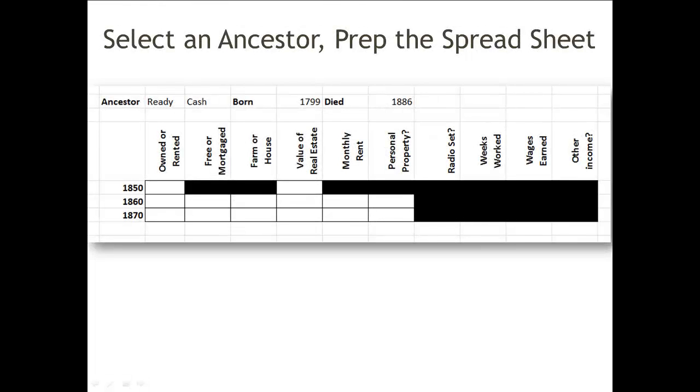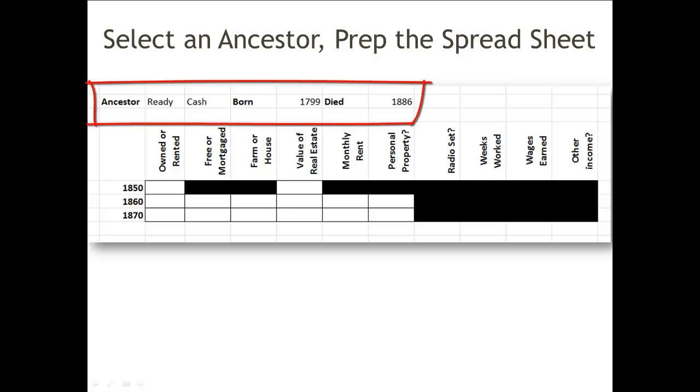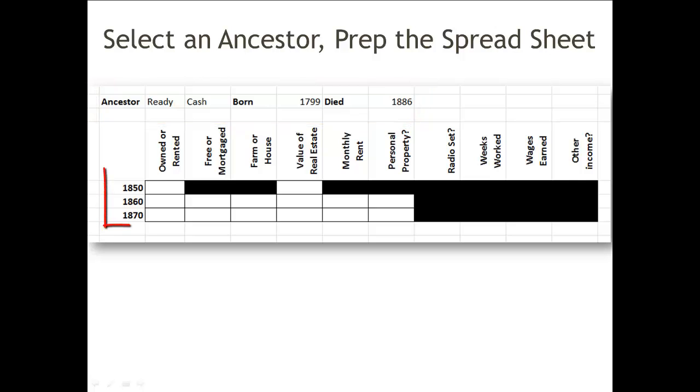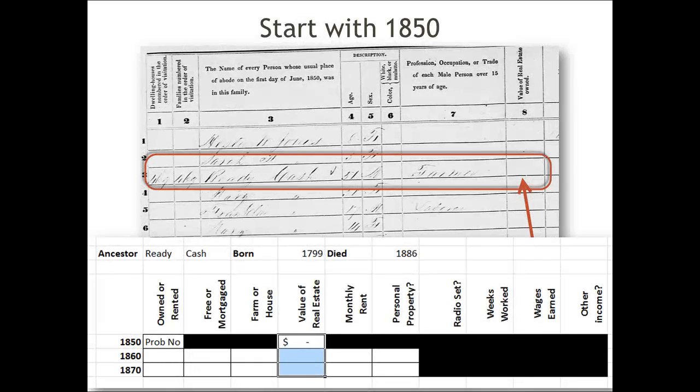This first one is about my ancestor Reddy Cash. He was born in 1799 and he died in 1886. So I'll want to look at 1850, 1860, and 1870. In 1850, he had no value recorded for real estate, so I'll enter that he did not own a house and it had no value.